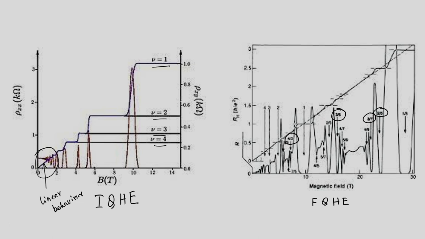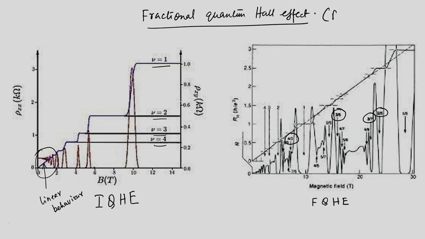In fact, that is what we are going to talk about, that the electrons are not divisible. The electronic charge is a fundamental quantity. There is nothing called a third of an electronic charge. But still we see plateaus at fractional values. So we start this discussion on the fractional quantum Hall effect, which we abbreviate as FQHE.